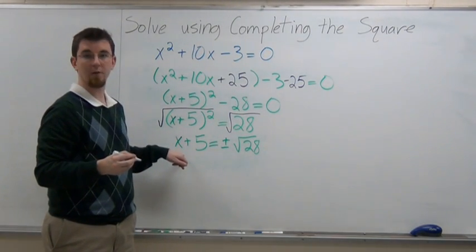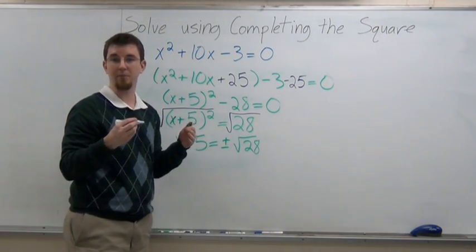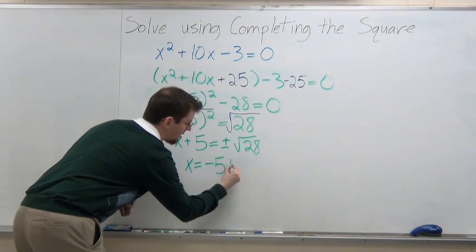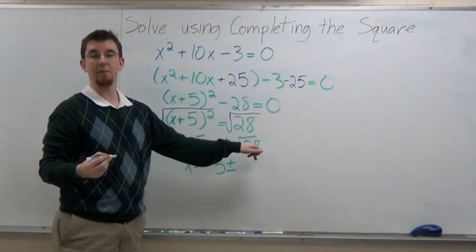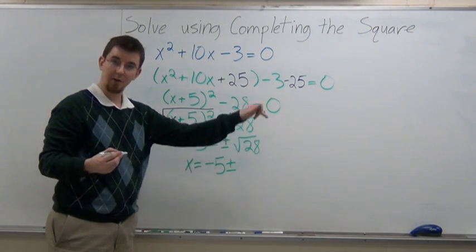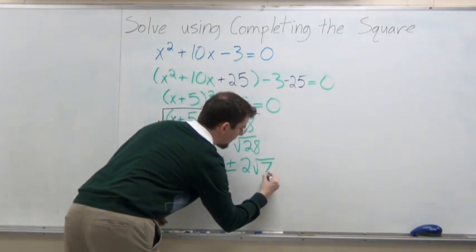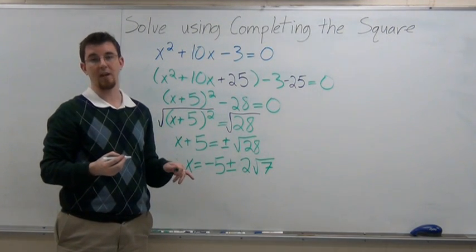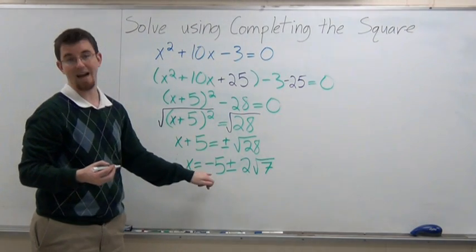Now from here, I'm going to solve for x by moving over the 5. Whenever you move that 5 over, it's going to be to the left of that plus or minus symbol. So I moved over the 5, I got negative 5 plus or minus. I'm going to go ahead and simplify the square root of 28. That 28 is 4 times 7, so I can take out the square root of 4, which is 2. And my answer is negative 5 plus or minus 2 times the square root of 7. Now if I had done the quadratic formula on this, I would get this exact same answer.